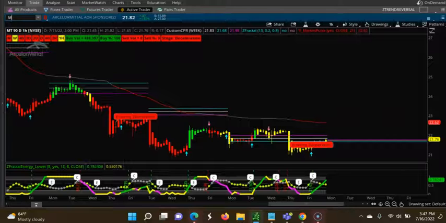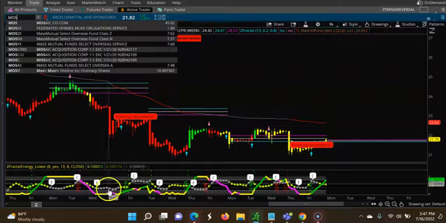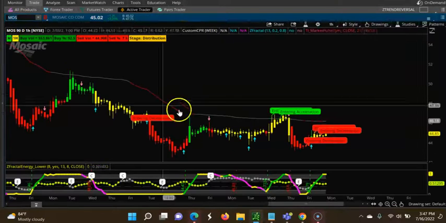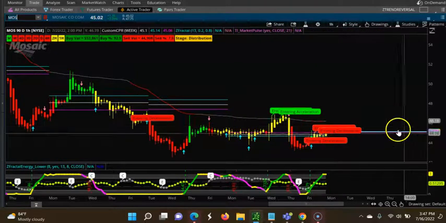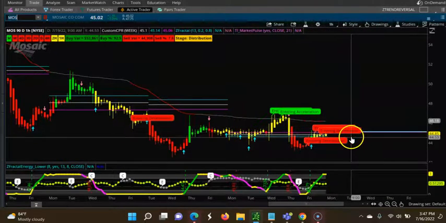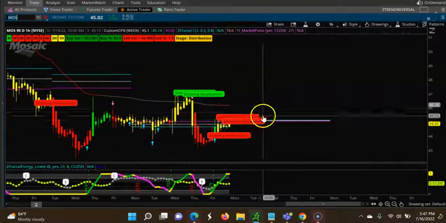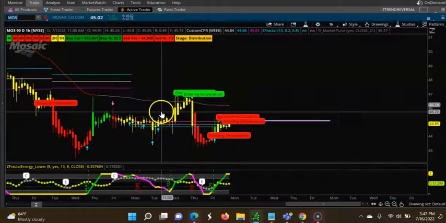MOS. Okay, MOS also is not a good setup. You can see it's a narrow CPR, but not a very good setup. You can see that the CPR is trending towards the upside.